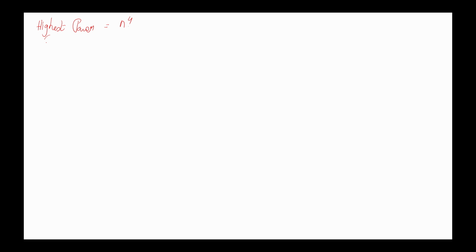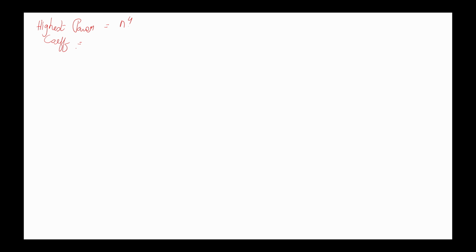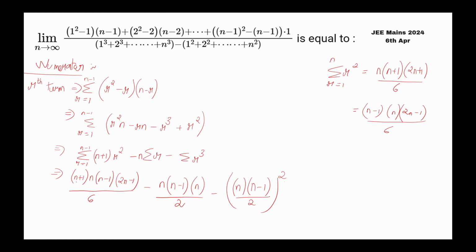Now let me find out the coefficient as well, because if I find out my highest power in the denominator as well, and if it comes out to be n to the power 4, simply my coefficient of numerator divided by my coefficient of denominator would become my answer. So let me find out its coefficient. From here, what am I going to have as its coefficient? Simply it would be n square n. So I would have 1 by 6, 1 by 3 here, and I would have 1 by 2 or 1 by 4 from here.